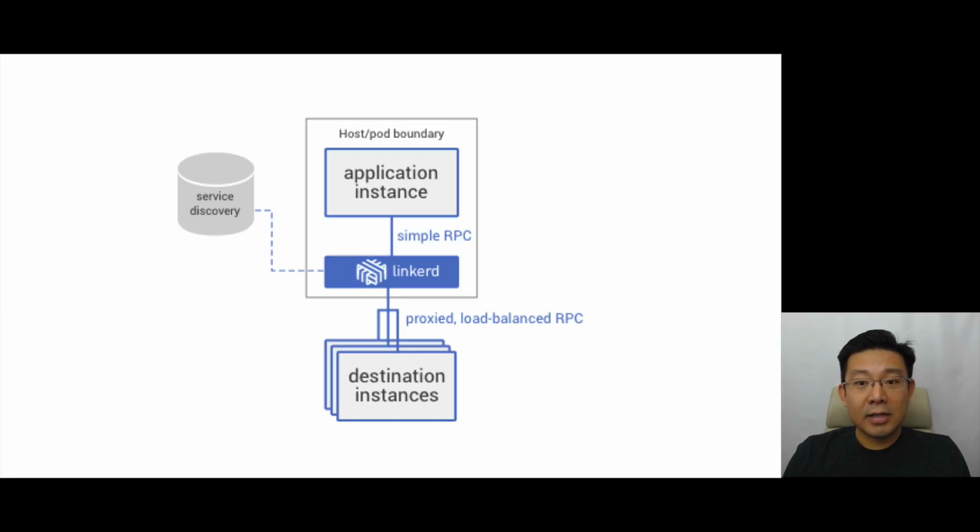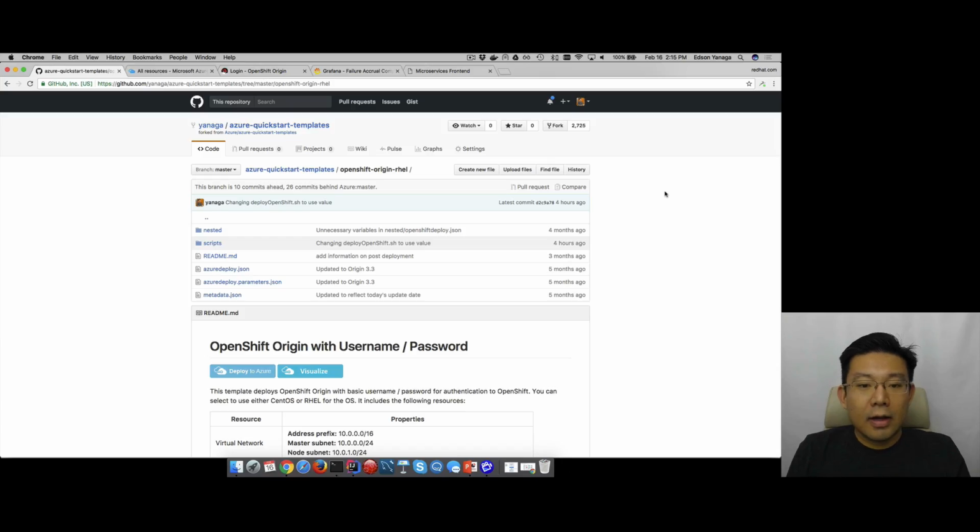So instead of just talking about what Linkerd could do for you and what Hystrix could do for you, let's show some live application showing some behavior, how your application should be behaving when using either Hystrix or Linkerd. I want to start by showing you the Azure Quick Start template for OpenShift, Origin, and RHEL. So this is my forked version on GitHub, but just in case you want to check the original one.